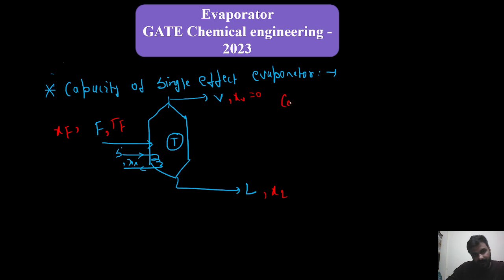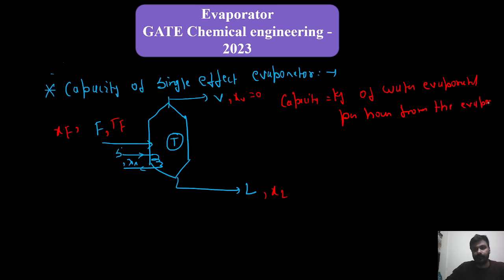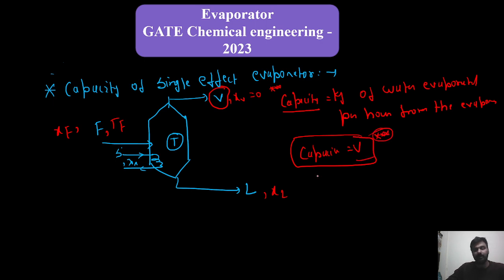The capacity is defined as kg of water evaporated per hour from the evaporator. This is the definition of capacity. So now we can understand what the water vapor is. The value of that water vapor is V. So directly we can write that capacity will be V. If in the problem you need to calculate the capacity of the evaporator, then you can directly calculate V. So how will you calculate V?